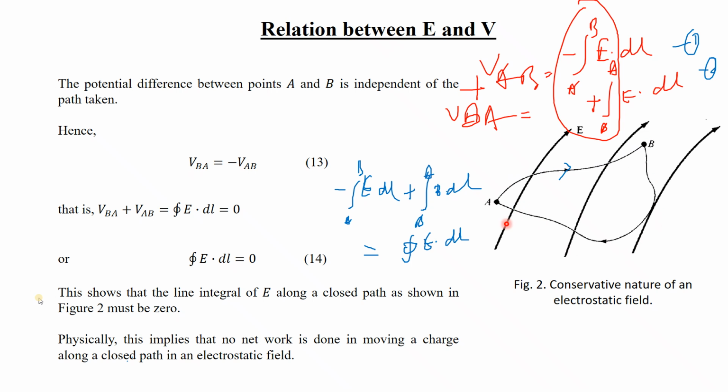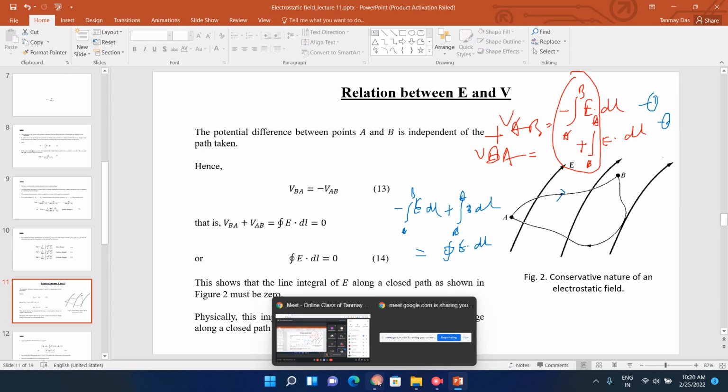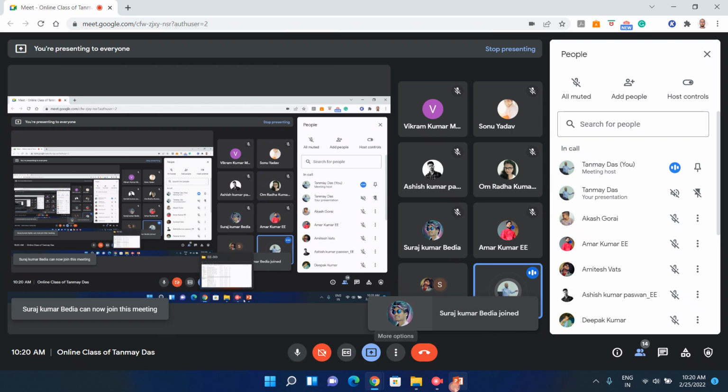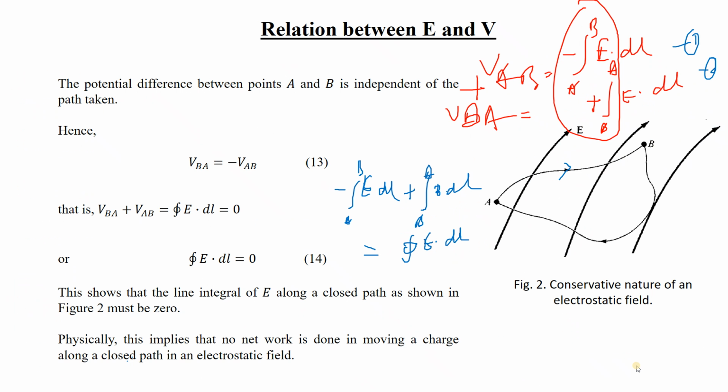The same thing here: the potential difference along a closed path is 0. That implies that no net work is done in moving a charge along a closed path in an electrostatic field. In an electrostatic field, no work is done.